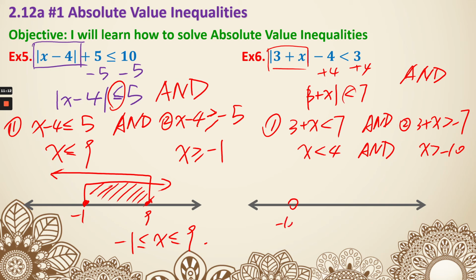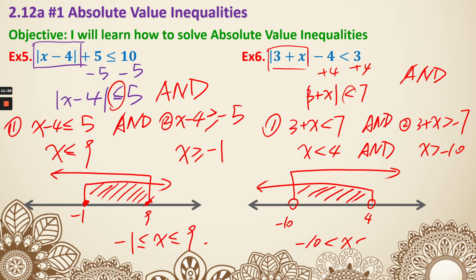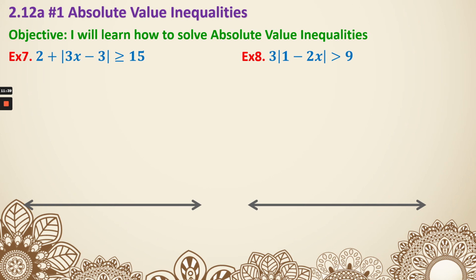No equal sign, so all circles, -10 to 4. Since it is and, less than 4 is going to be to the left. -10 is going to be to the right. So I'm going to shade the middle. Final answer, -10 is less than x, which is less than 4. So that is compact form. That's number 6. Number 7, same thing.